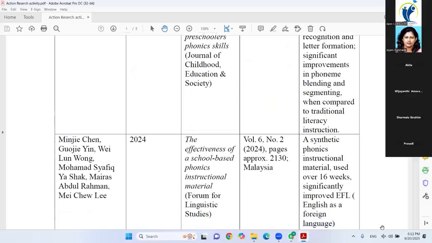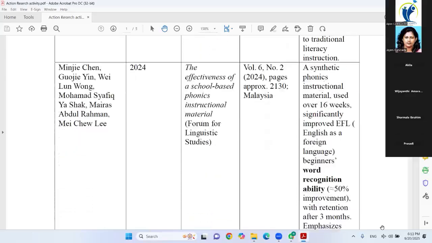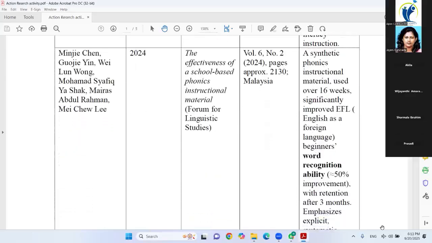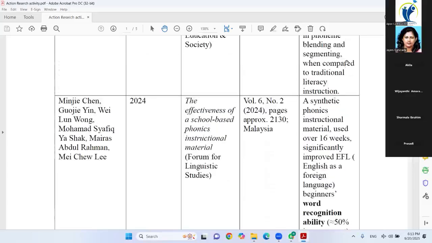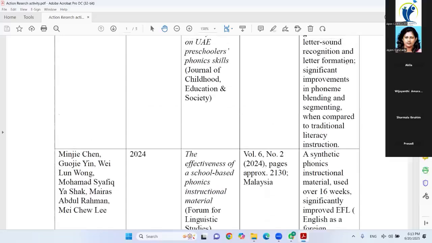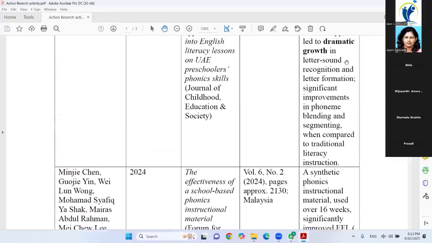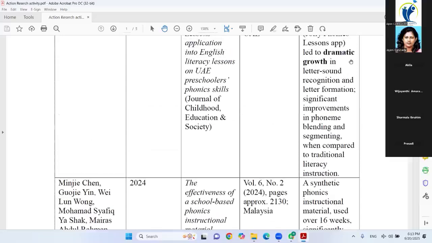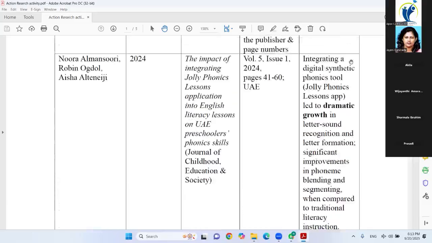What were your findings? That's the most important thing. Your findings are the most important thing. Explain to us your findings in the first research article. Okay. So what kind of activities they have used?